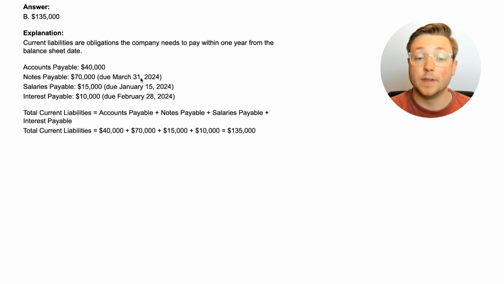Notes payable. This was due March 31st, 2024. That's only 3 months away, so that's current. Salaries payable, due within 15 days. That's also current. And the interest payable is due within 2 months, so that's also current. Everything else was past a year, so it's not a current liability. So we add those all together, $40,000 plus $70,000 plus $15,000 plus $10,000, and that equals $135,000 of current liabilities.